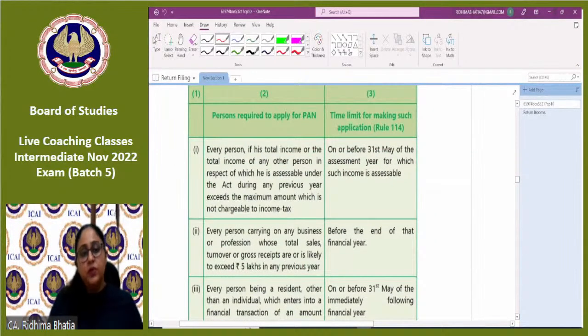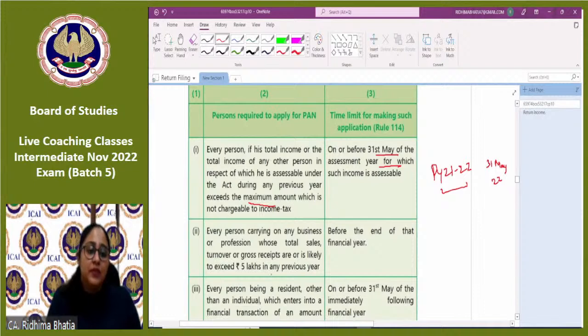So if you are a person who knows that your total income, or if clubbed, would be more than the basic exemption limit, you have to apply for PAN by 31st of May of the assessment year for which the income is assessable. So if you're talking about previous year 21-22, and you know in previous year 21-22 you have income more than the basic exemption limit, then by 31st May 2022 you have to apply for PAN.